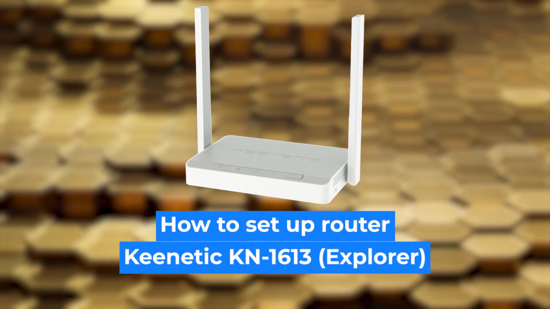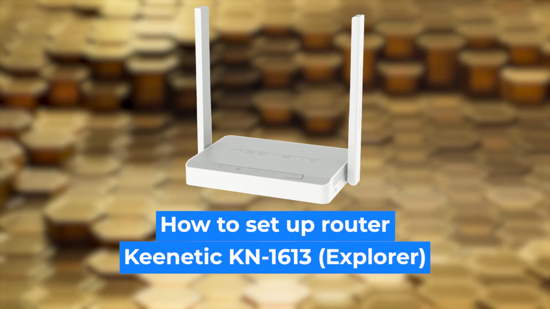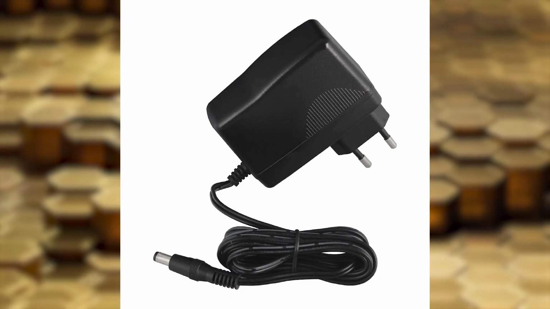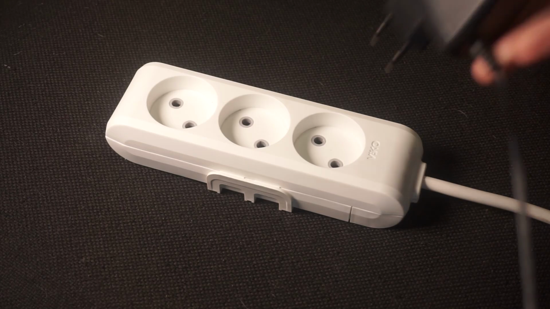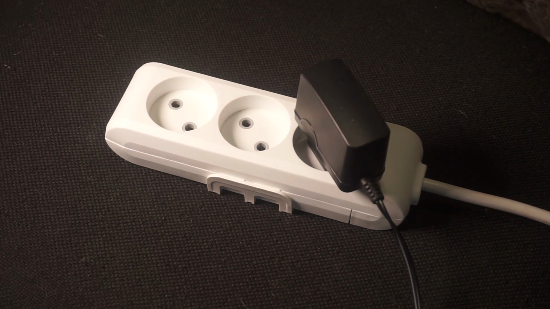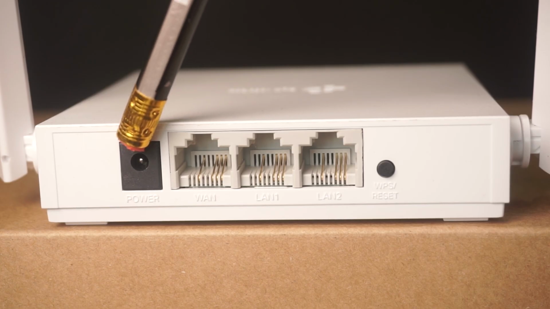Hello everyone, I'm going to show you how to set up your Keenetic router. The first step is to turn on the router. Take the power adapter. Plug one end of the power adapter into a wall outlet. Connect the other end to the router.